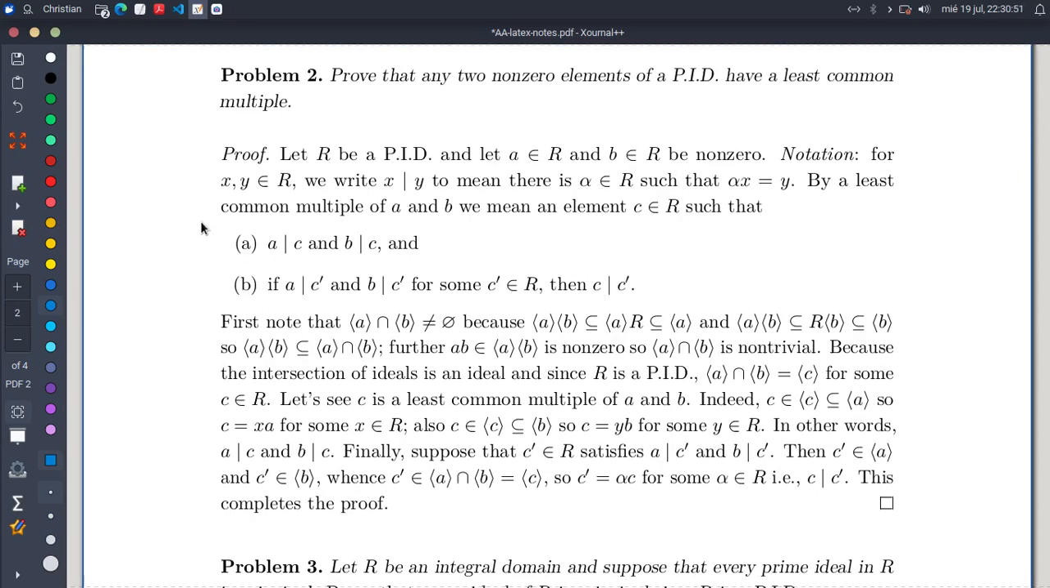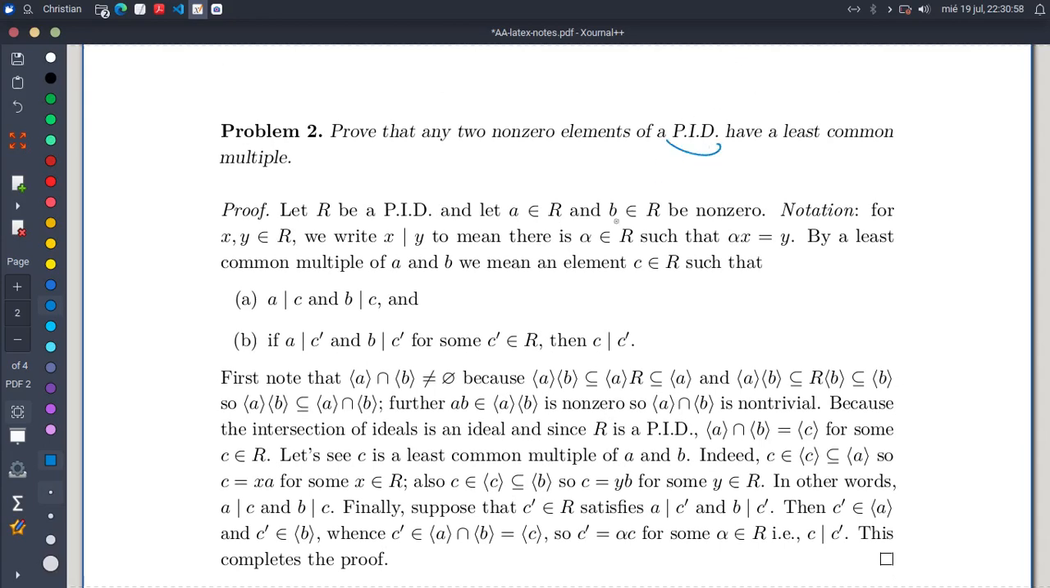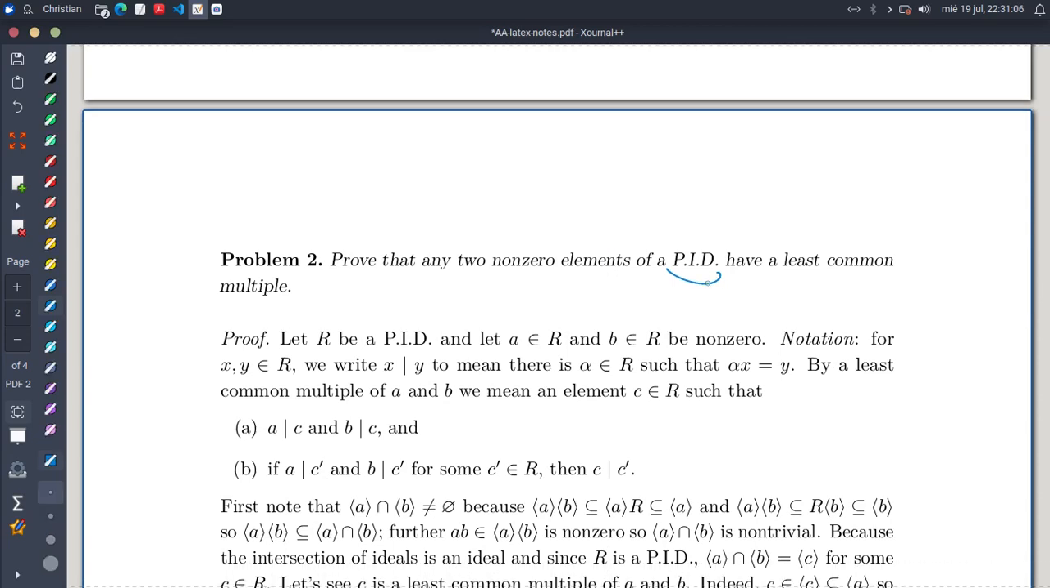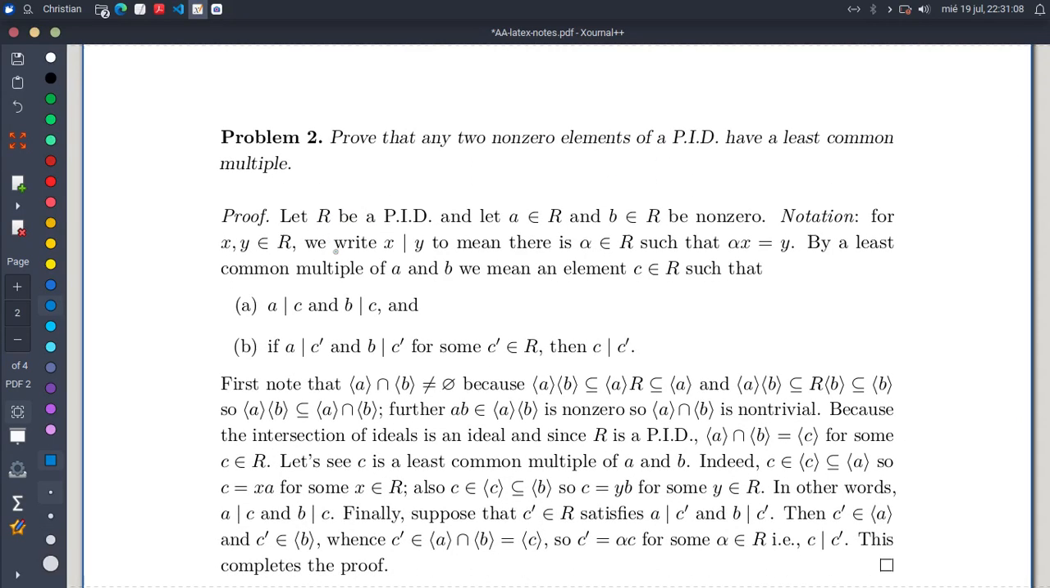Prove that any two non-zero elements of a principal ideal domain have a least common multiple. A principal ideal domain is an integral domain in which every ideal is principal, and that means every ideal is generated by a single element. So, proof: let R be a principal ideal domain and let A and B be non-zero elements in this ring.